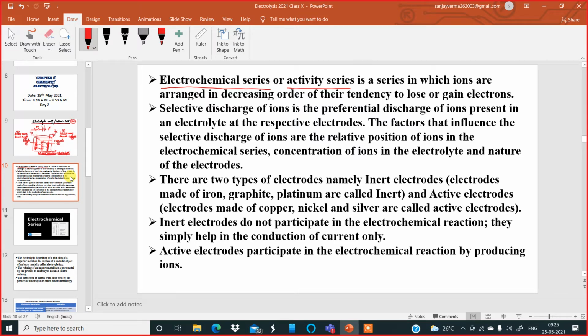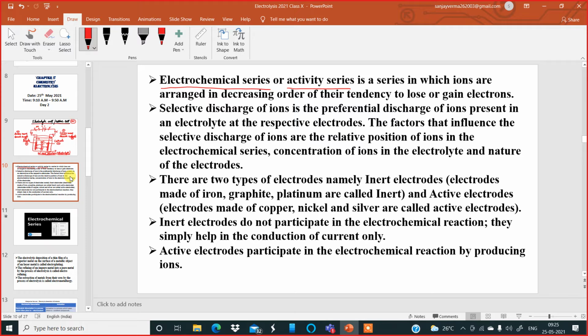Activity series of metals. Have you learned it? Yes, sir. Can somebody tell me the elements present in the activity series from top to bottom? Sir, potassium. Tell me, tell me.